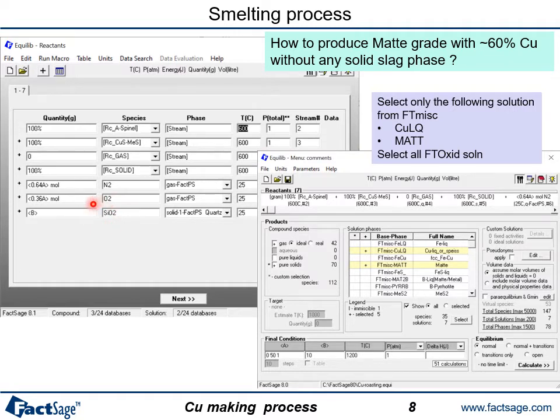And then in the smelting process, we have to inject two kinds of material. One is SiO2 as a flux, and so I set it as B beta, which is a constant value I can set in the calculation. And then I inject the oxygen.